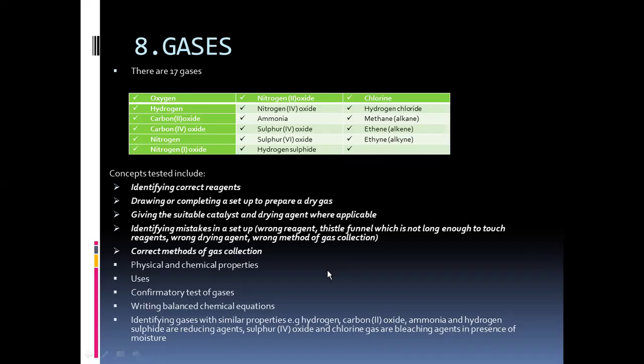Wherever you are dealing with a question on gases, this is very, very important. Number 1, what do you need to understand? You have to identify the correct reagents. Number 2, you draw or complete a setup to prepare a gas. Then I have good news for you. Wherever you are told to complete a setup to prepare a gas, just pass it through concentrated sulfuric 6 acid and you collect it using a syringe, except when the gas is hydrogen sulfide.